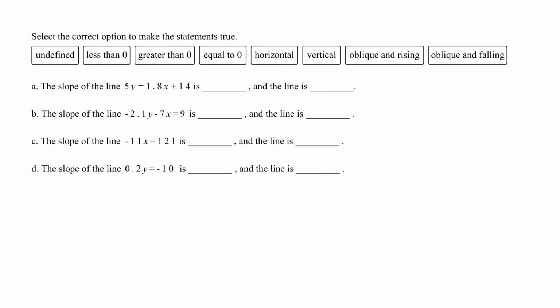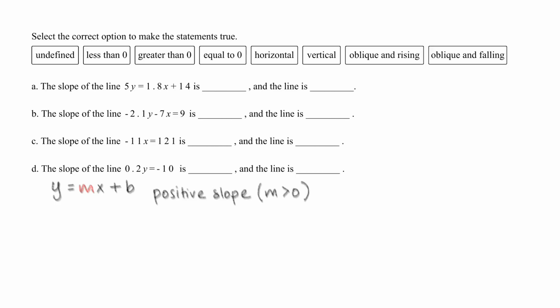Let's have a look at this question. To solve these linear equations, we need to remember the following rules for the slope-intercept form. Y equals mx plus b. In this form, m is the slope. Once we know the slope, we can easily tell what the line looks like.